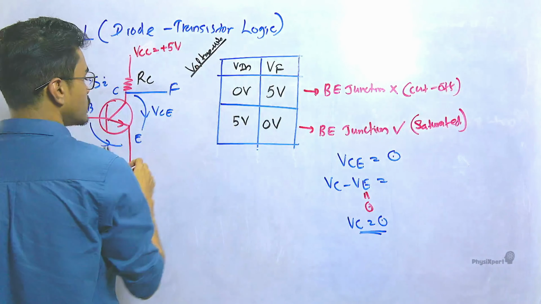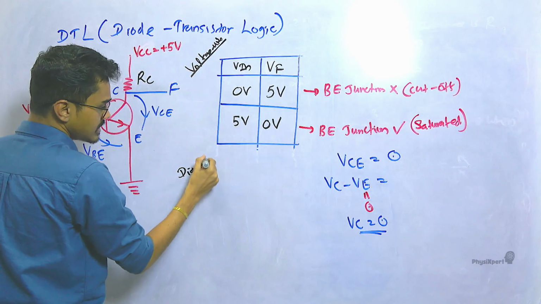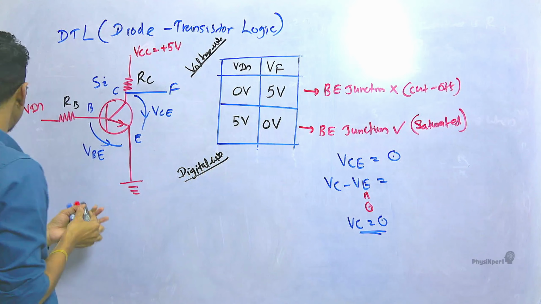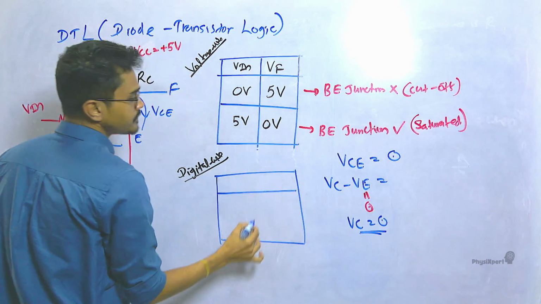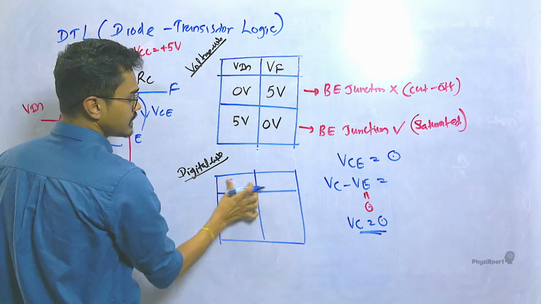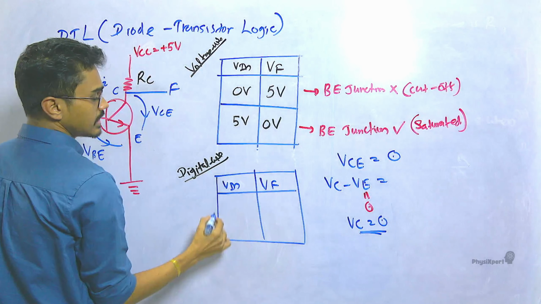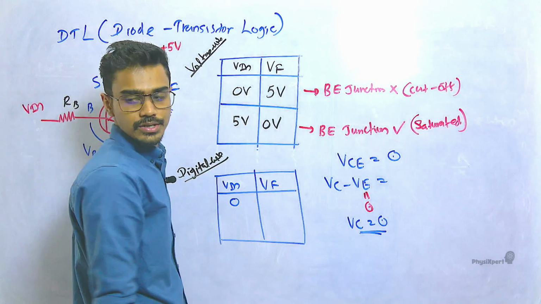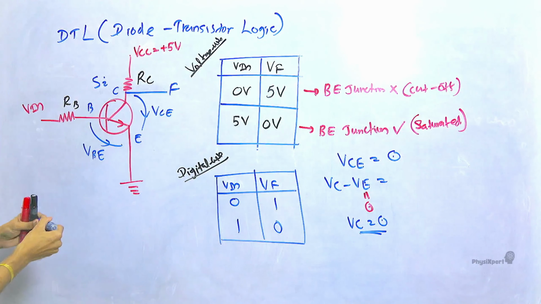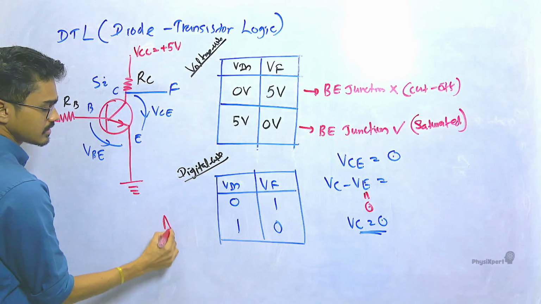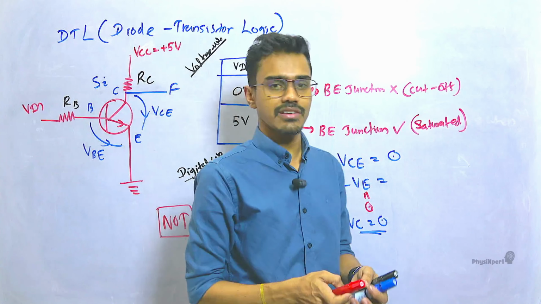Now if I convert this voltage-wise table to digital or binary, we can write the same thing digital wise. V in and VF. Digitally, 0 volts is considered as 0 and 5 volts is considered as 1. Then 0, 1 becomes 1, 0. So this is exactly a NOT gate. Then the functioning of a transistor as a switch is equivalent to a NOT gate.